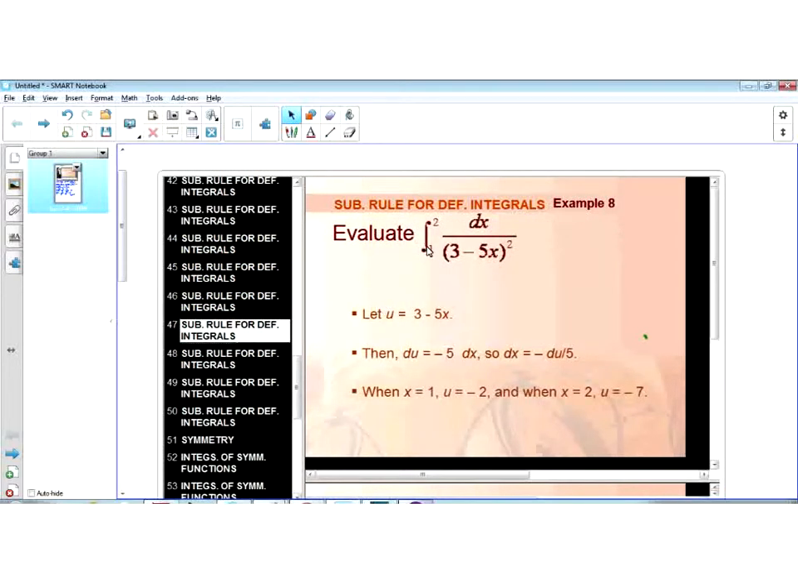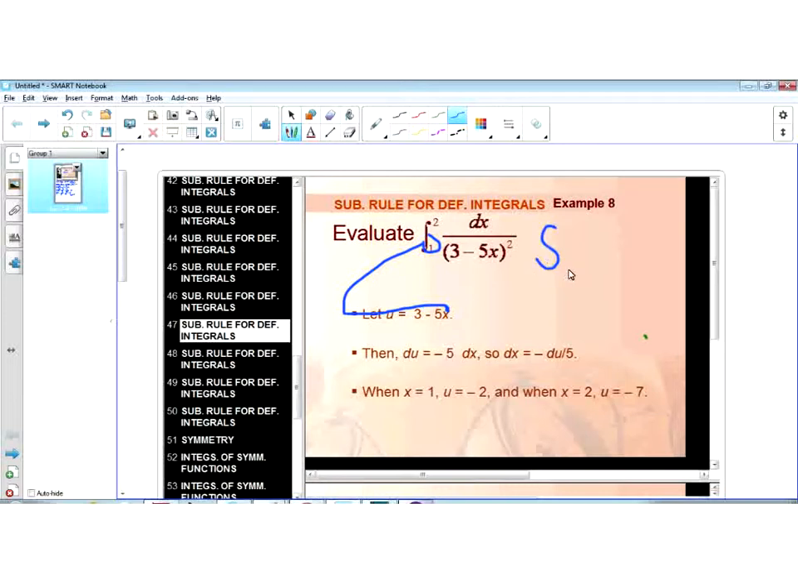In this case, we can use the substitution rule for definite integrals. The integral from 1 to 2 of 1 over (3 minus 5x) squared. If we let u equal 3 minus 5x, then du is equal to minus 5 dx, so dx is equal to minus du over 5. Now when x is 1, we plug the 1 in to get a lower bound in u, so u is minus 2. And when x is 2, then u is minus 7.